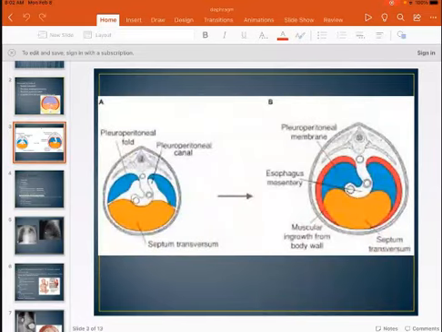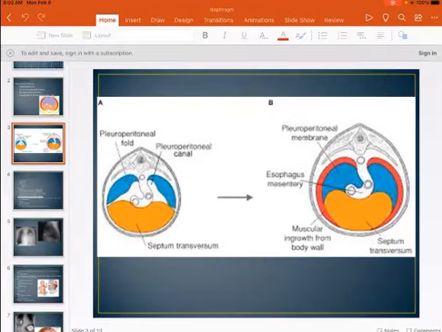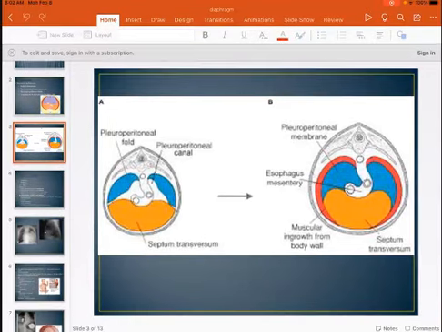This is the pleuroperitoneal, and we have a pleuroperitoneal canal, and this is the septum transversum, which is the widest and the most common part of the diaphragm. And this is a muscular one from the body of the chest wall. And this is from the pleuroperitoneal one and esophageal mesentery.